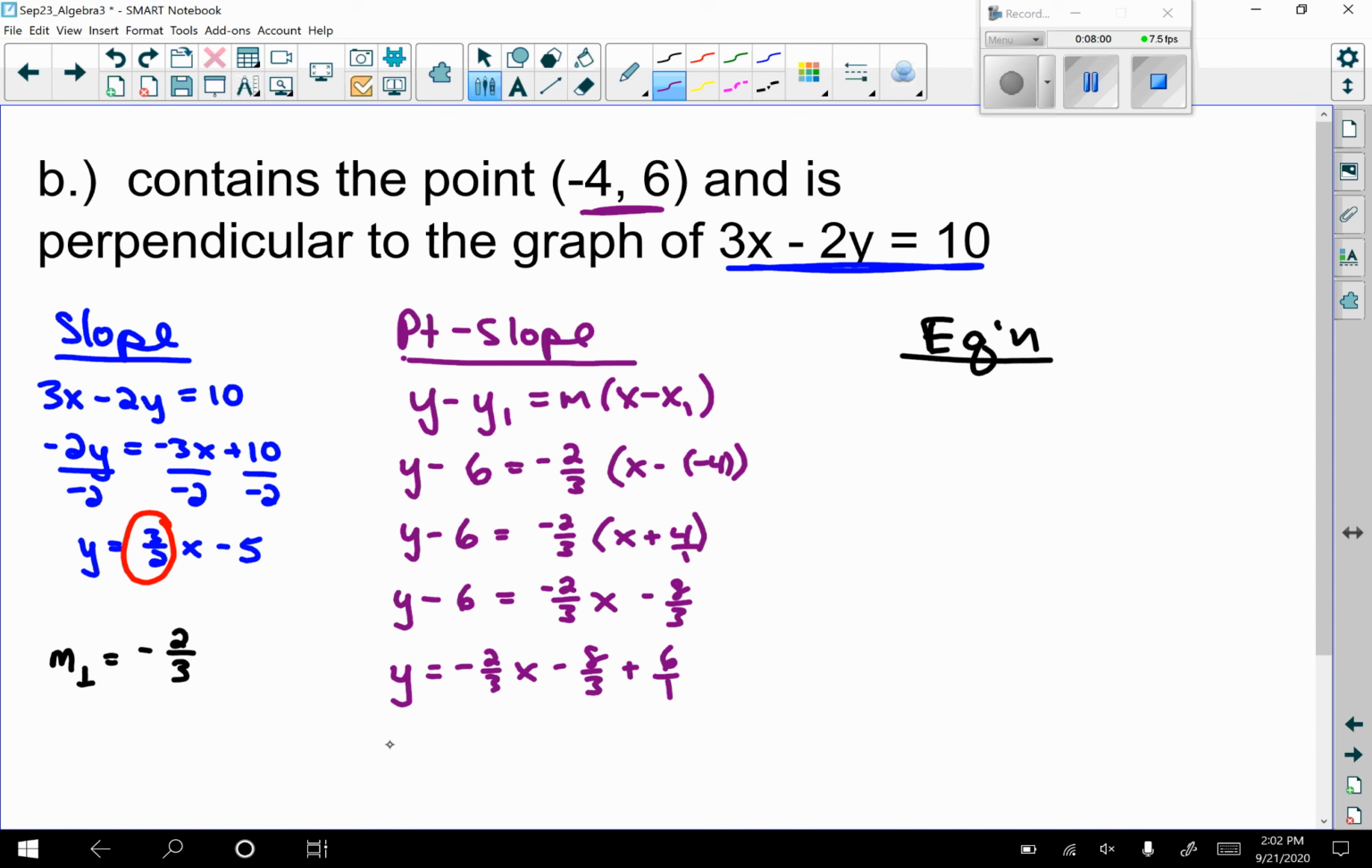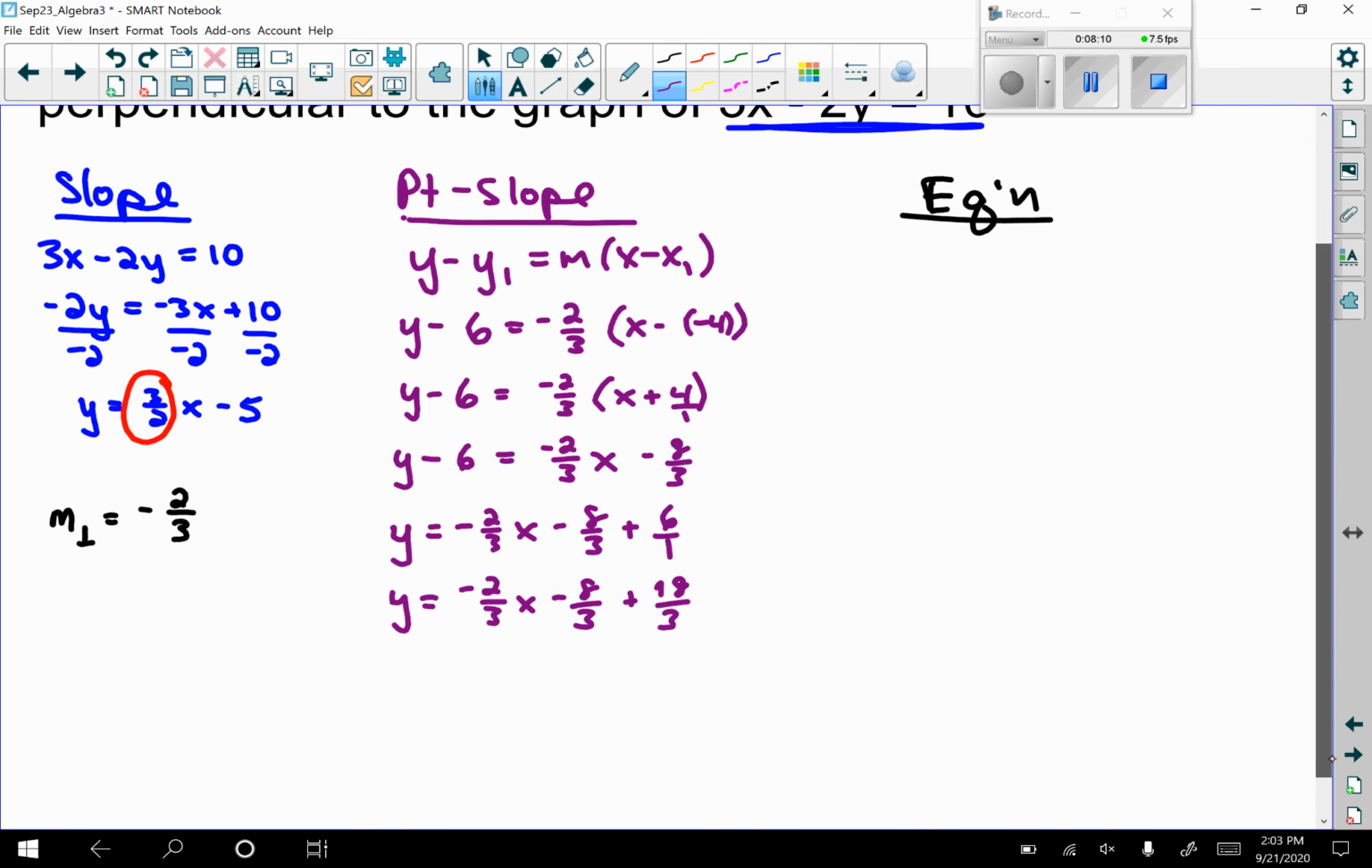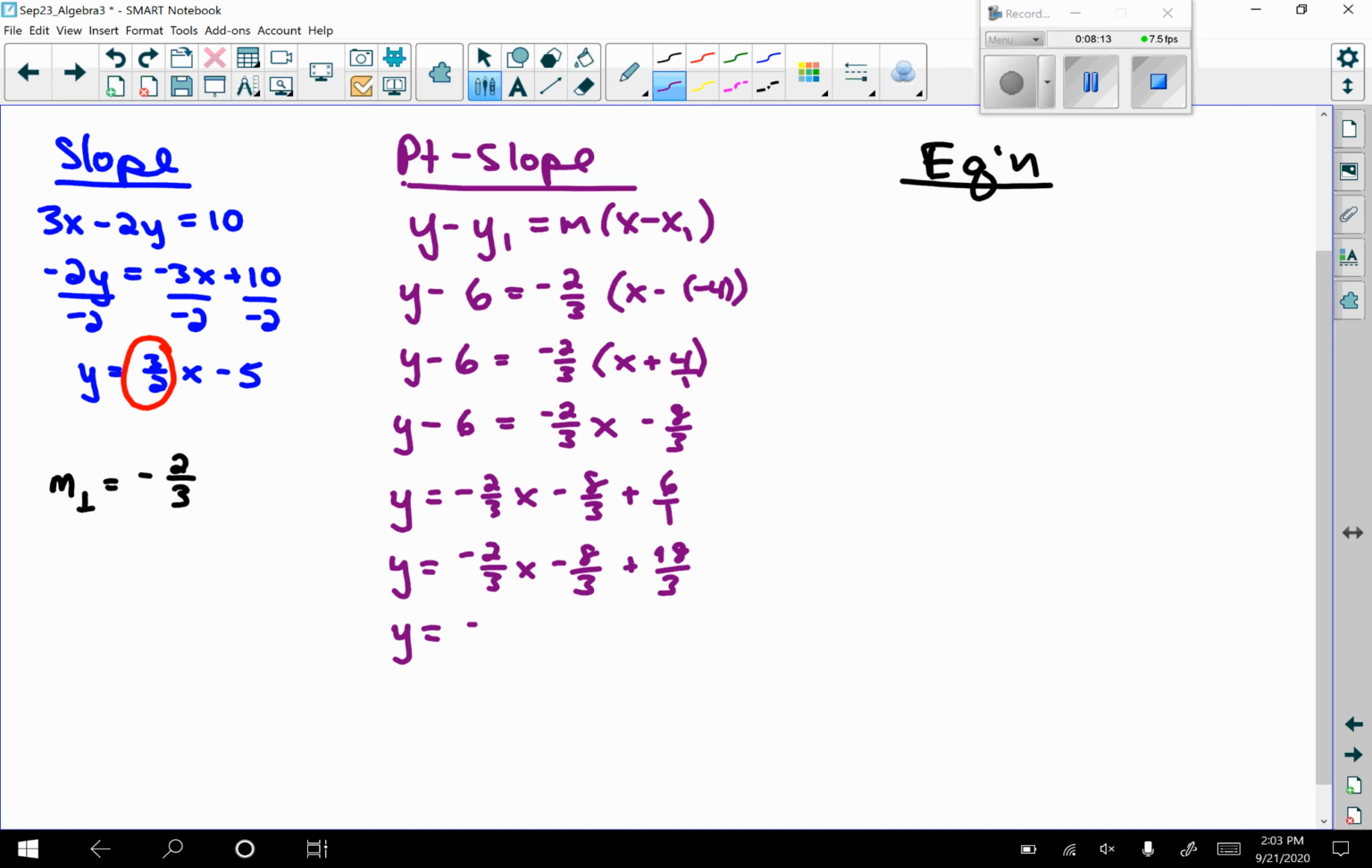So now I need to get common denominators here. So y equals negative 2/3 x minus 8/3. 6 over 1, if I turn this into something over 3, that's going to give me 18/3. And now I can combine those. So y is going to equal negative 2/3 x plus 10/3. 18/3 minus 8/3. So our equation is y equals negative 2/3 x plus 10/3.